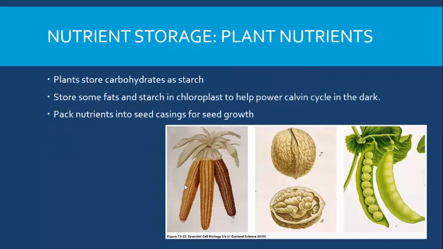One last note on this storage. Plants store nutrients slightly differently than we do. For example, they store excess glucose as starch instead of glycogen. Examples of these are potatoes. Plants also store fats and starches in the chloroplast so that they may be broken down when light is not available to create ATP for the Calvin cycle. We will talk more about this in the next chapter. Plants also pack these nutrients to be used by seeds as they grow into new little plants. You can see some of the examples on this slide.